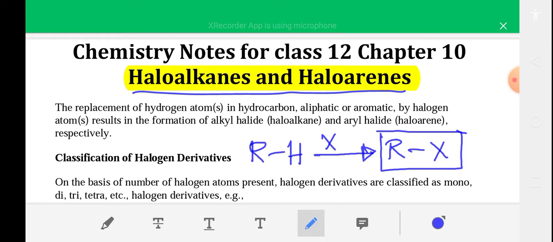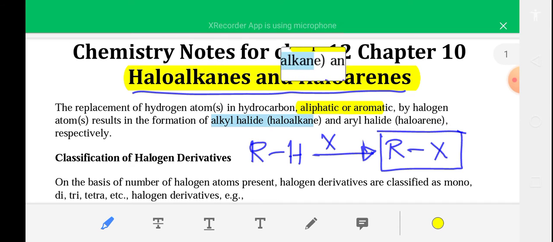The replacement of a hydrogen atom in an aliphatic or aromatic hydrocarbon by a halogen atom results in the formation of alkyl halide or haloalkanes, and aryl halide or haloarenes. Haloalkanes are also known as alkyl halides, and haloarenes are also known as aryl halides. That means if you replace one hydrogen atom from an aliphatic hydrocarbon by a halogen atom, you get a haloalkane or alkyl halide. And if you replace one hydrogen atom from an aromatic hydrocarbon like benzene by a halogen atom, then you get haloarenes or aryl halide.